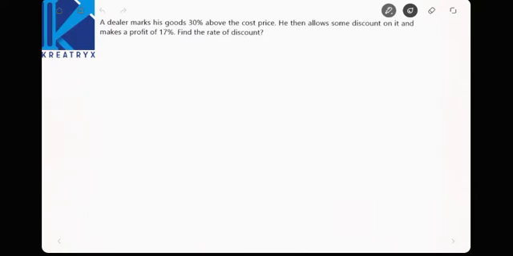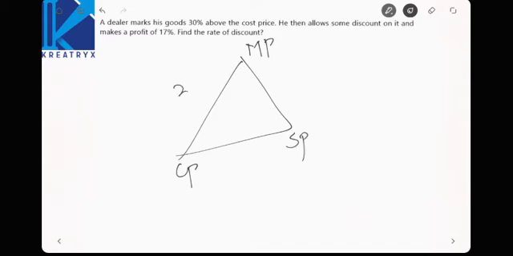Now see here, a dealer marks his goods 30% above the cost price. Write down the triad here: market price, cost price, selling price. He marked it 30% above the cost price. He then allows some discount on it and makes a profit of 17%. Okay, see, profit or loss is on cost price to selling price. 17% profit is given here.